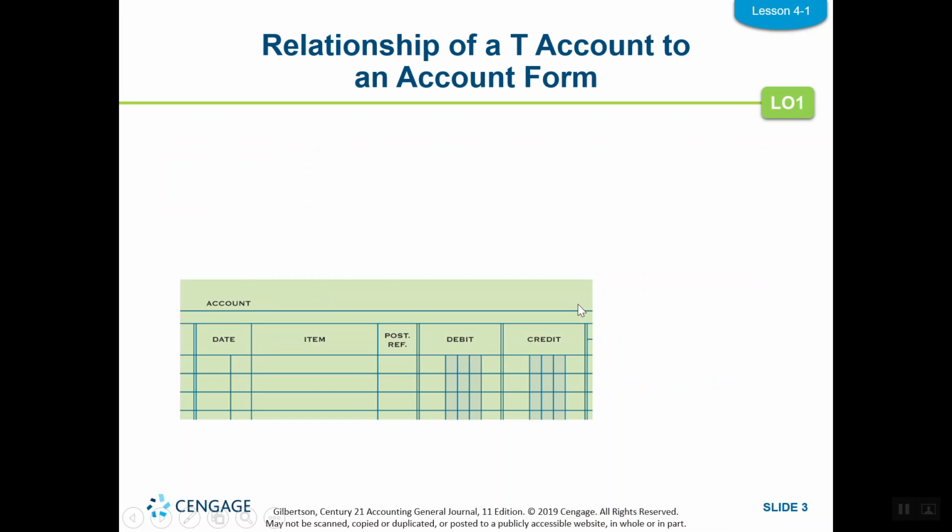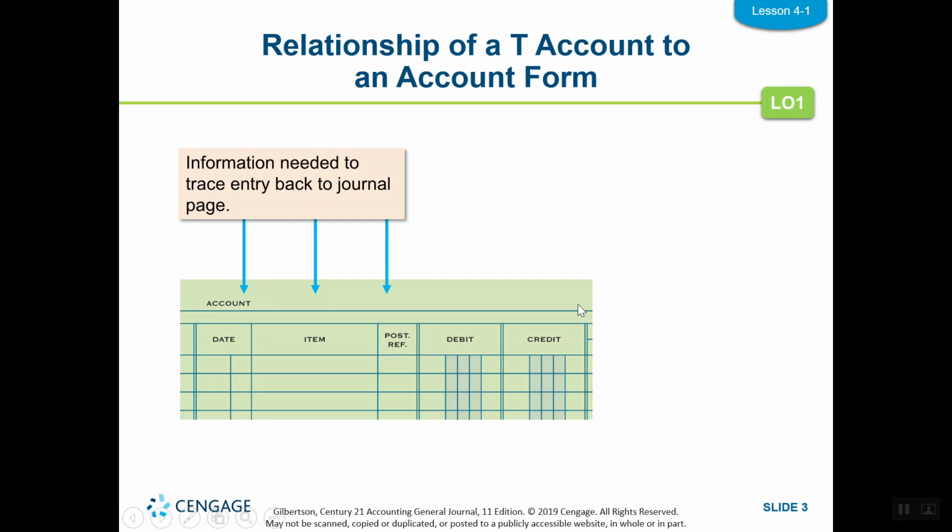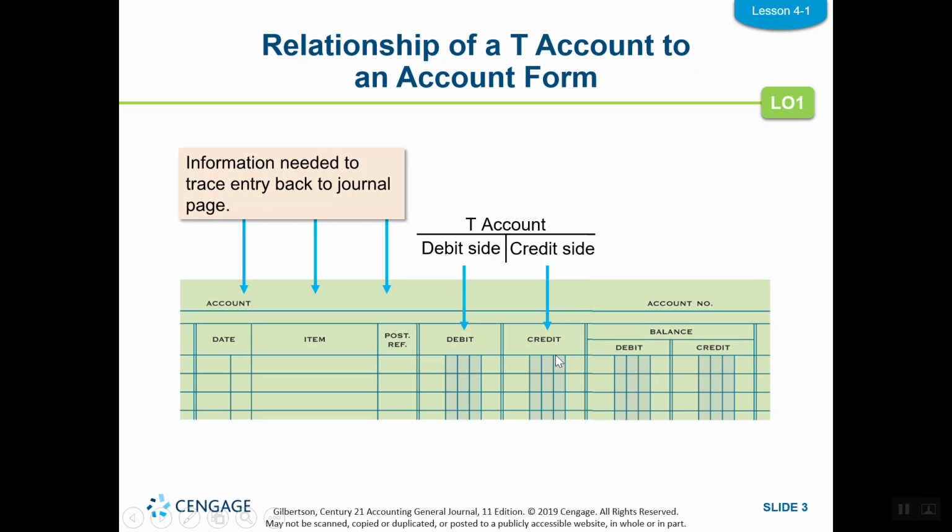Okay, relationship of a T account to an account form. The information needed to track an entry back to the general journal page is going to be recorded here. And here we have our account title. We're going to have our date, post reference. That's going to help us track it back to the date on the general journal. And if we look here, there's our T account. There's our debit side and there's our credit side. And then we're just adding basically a balance column.